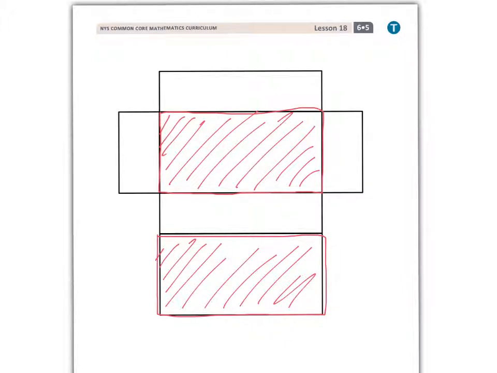This would make a rectangular pizza box. Maybe one of those long rectangle pizzas for all the weirdos that don't like round pizzas.